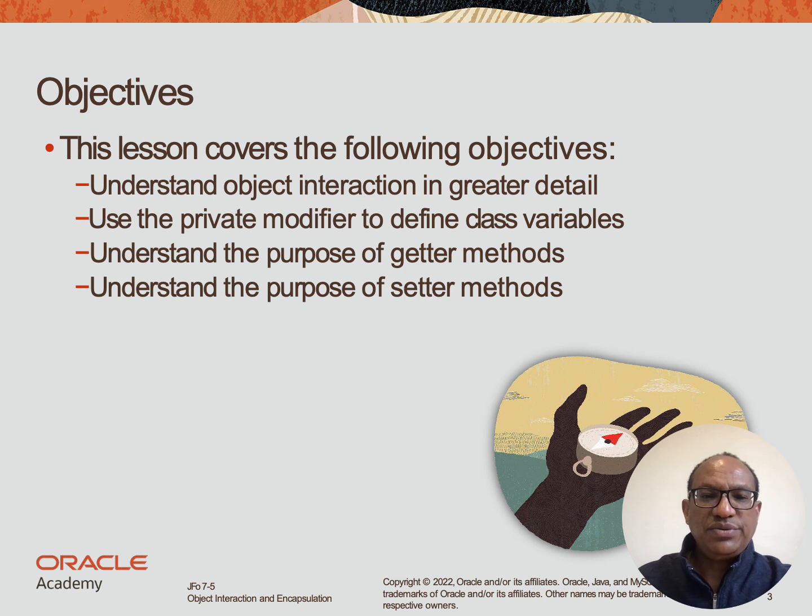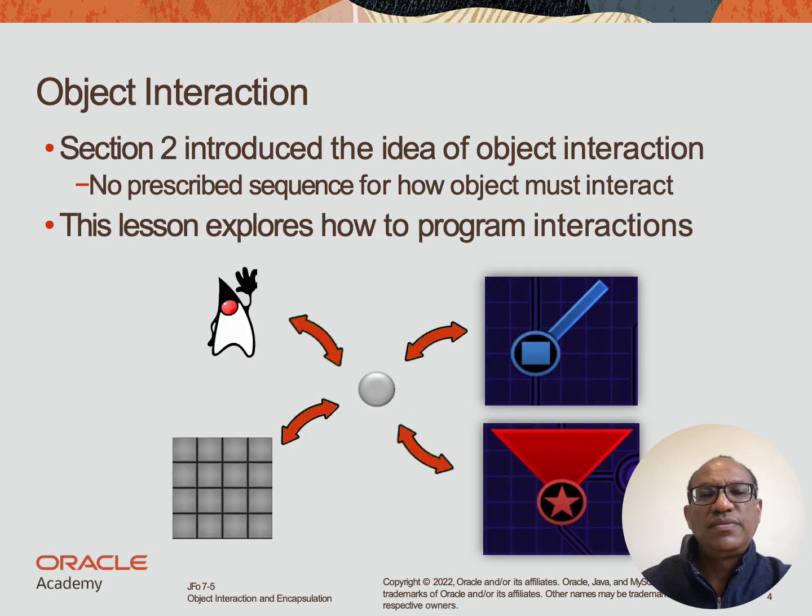Here's what we'll dive into: how objects interact with each other, how to use private to protect class variables, why getters are used to access data, and why setters are used to modify data in a safe way. We first touched on object interaction way back in session 2. But now it is time to really explore what it looks like in code. There's no fixed sequence for how objects must interact, so it's up to you as a designer to plan that wisely.